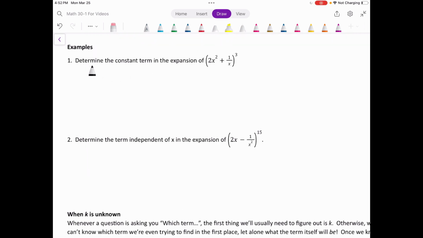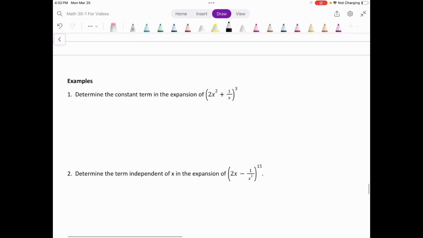All right, so it wants us to determine the constant term in the expansion of (2x squared plus 1 over x) all to the power of 3. Now we can see a constant term is possible here because we have x in the numerator, x in the denominator, okay? But we can see also that it's not going to be the first term, it's not going to be the last term. We actually don't know which term it is yet, right? We've got to figure that out, okay? So let's just figure out what we do know.